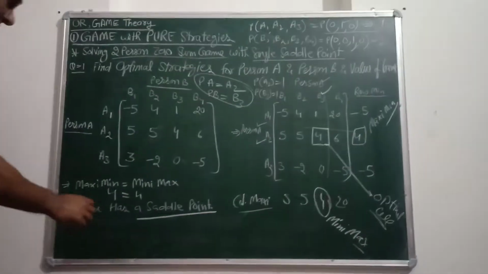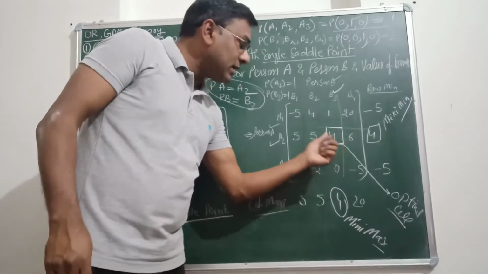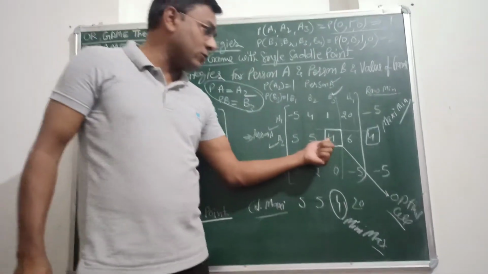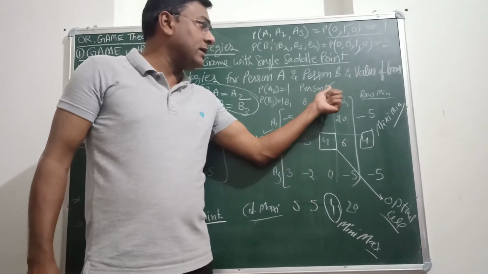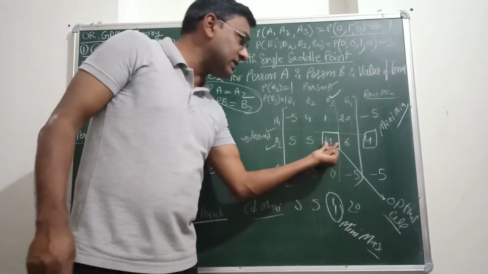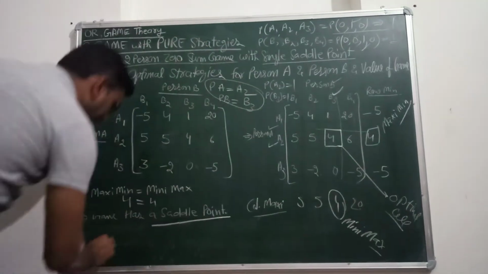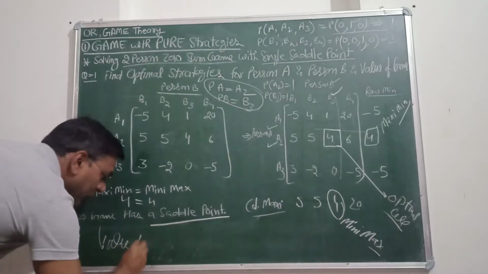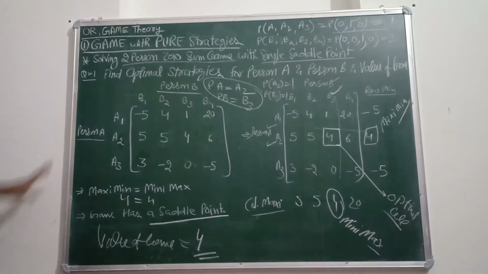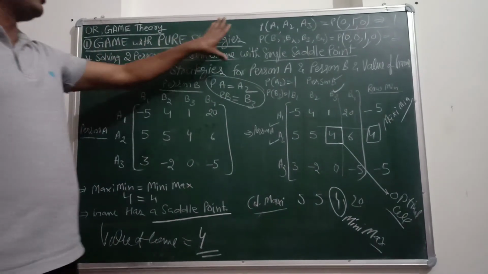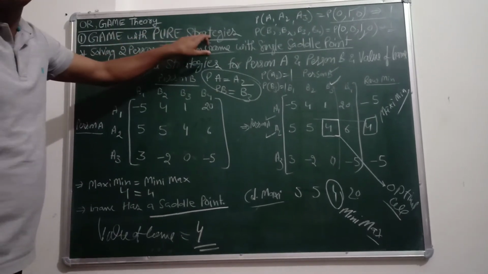Now the value of game, what is the value of game? As this is the corresponding cell, A can maximize his gain to 4 and B can minimize his loss to 4. So as the value received at the saddle point is 4, the value of the game is the corresponding cell. Okay, so the value of game is 4. Okay, so this is the game with pure strategies. Now we will solve the game with mixed strategies.